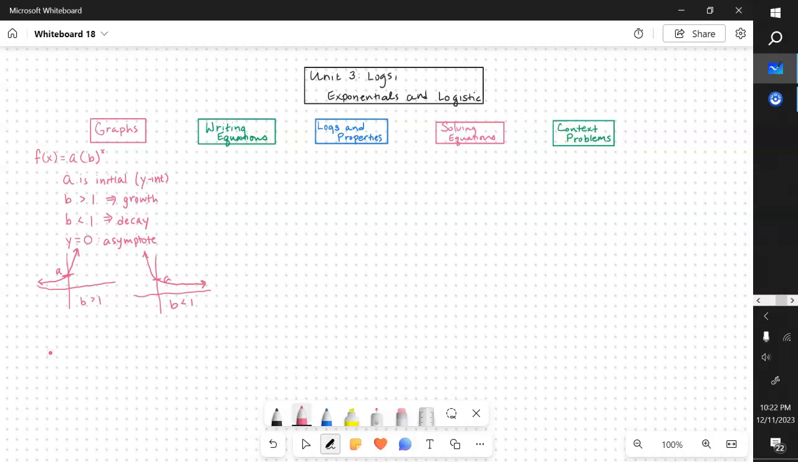Domain is all real numbers. The range is from 0 to infinity. The range does not include 0 because this graph gets close to the x-axis without actually touching it. That's the first type of graph.